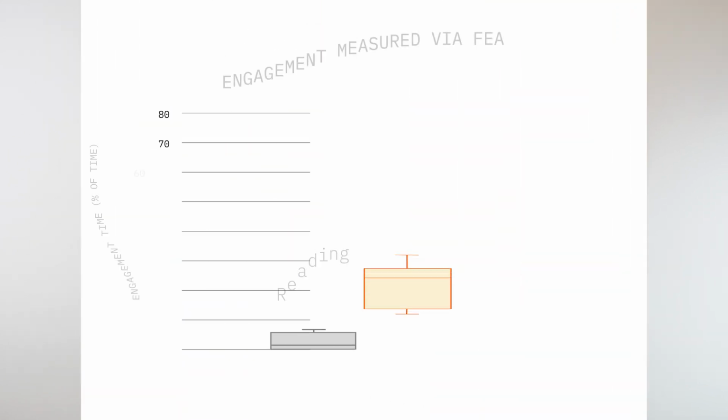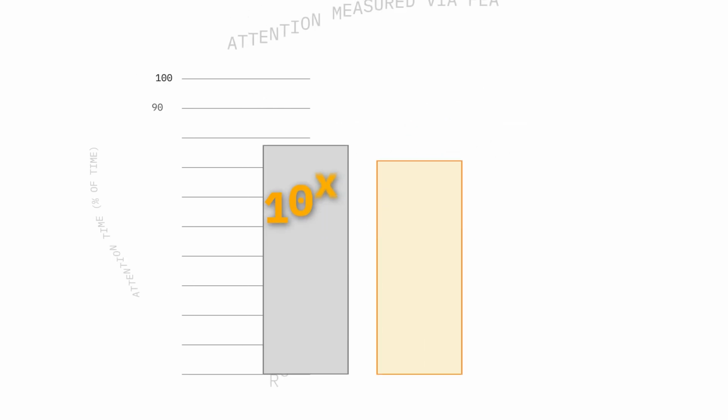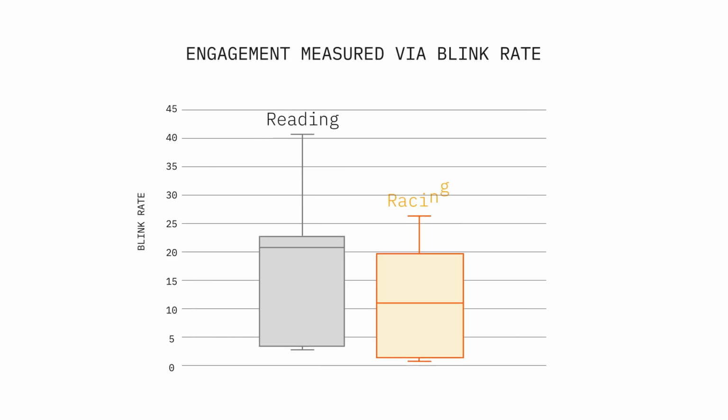Our facial expression analysis data shows that players appear engaged 10 times more frequently in the racing task compared to the reading task. From the facial expression data, we can see that there are high rates of attention in both conditions. The blink rate data shows that players blink about 60% less in the racing condition. Our analysis supports what we initially observed looking at the webcam video clips. The racing condition is drastically more engaging than the reading condition.